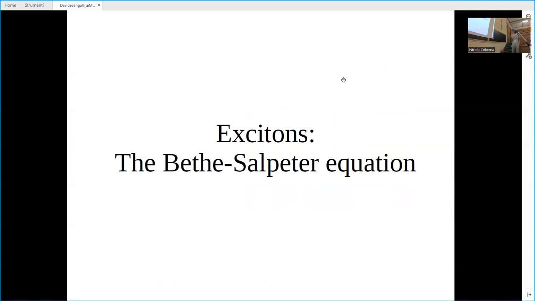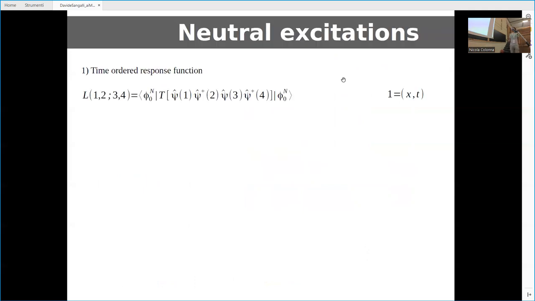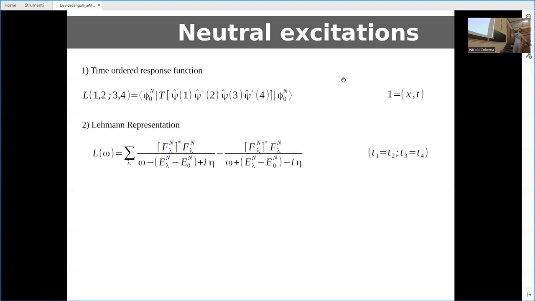I would like to discuss how many-body perturbation theory can be used to compute excitons, so neutral excitations, and then the lifetimes of excitons. To get neutral excitations, what you can do is just switch from the one-body Green function to this other two-body Green function. This is called L, which is the expectation value of these four field operators. Now, without going into details, if you insert a completeness relation here, then you have a sum over the excited states, which will have the same number of particles as the ground state, because I first create and then destroy an electron. So the poles of this object are this time neutral excitations.